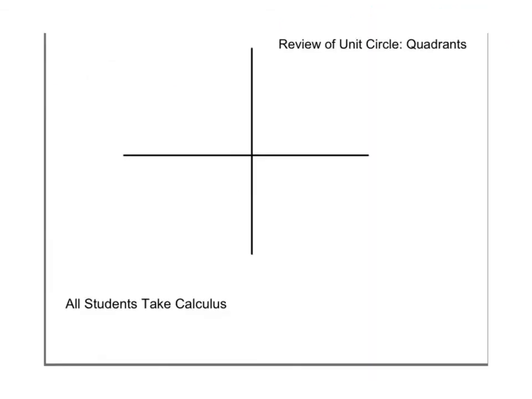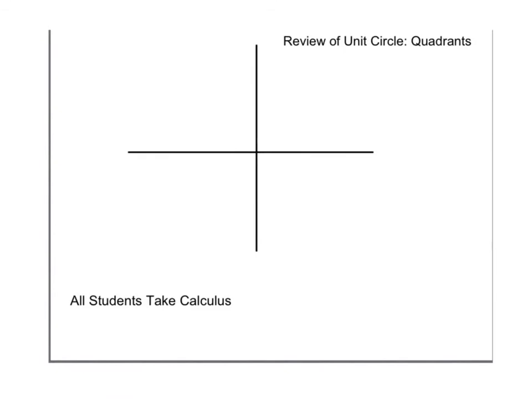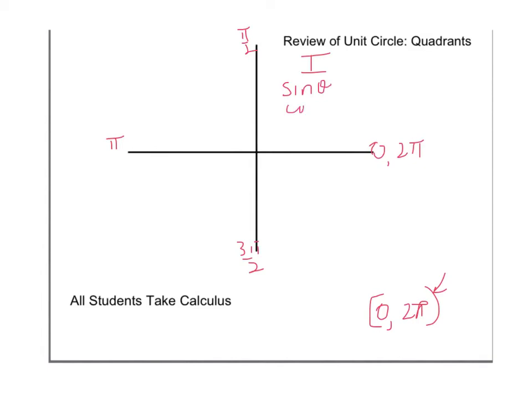Just a quick reminder of the unit circle. We talked about this being 0 and pi over 2 and pi and 3 pi over 2 and then 2 pi. And 0 and 2 pi are the same angle. That's why many of the domains are from 0 to 2 pi, but it doesn't include 2 pi because they're the same angle. In the first quadrant, remember that everything's positive. So sine is positive, cosine's positive, and tangent's positive.